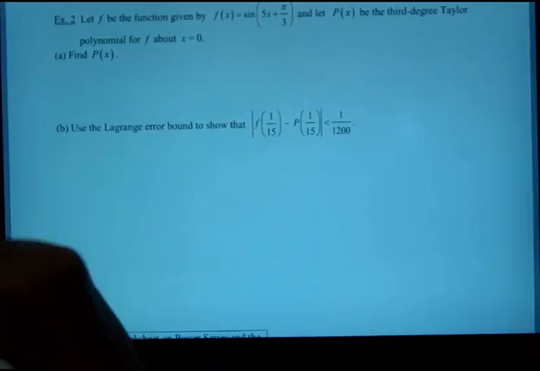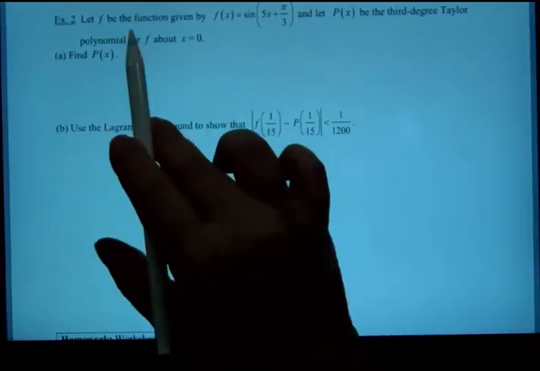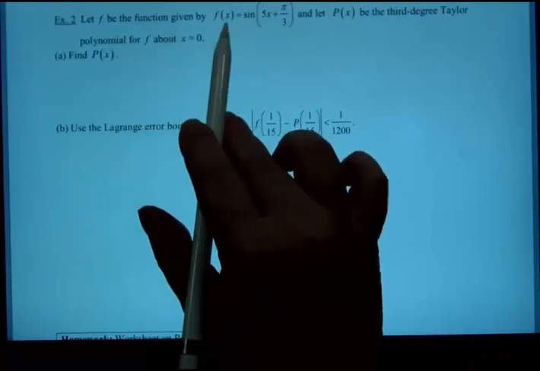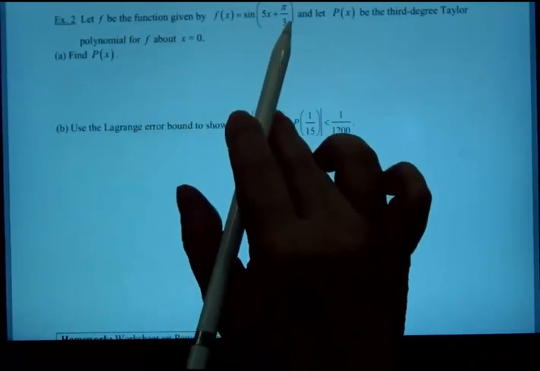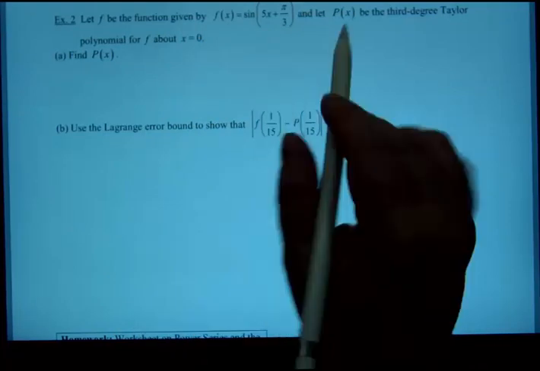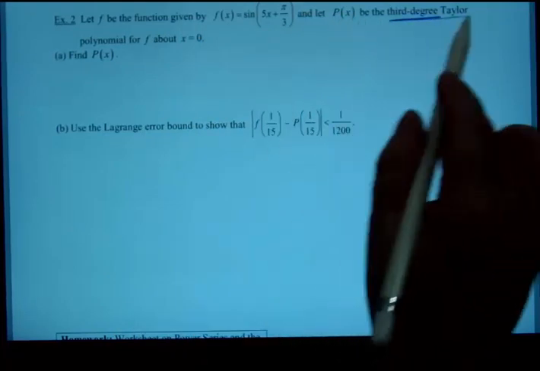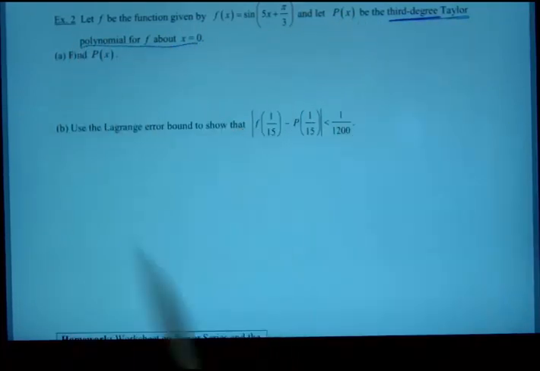All right. Here we go. Let f be the function given by f of x equals sine of 5x plus pi over 3. Let p of x be the third degree Taylor polynomial about 0. Okay. Find p of x. That means build the polynomial. Can you do that? That's part A from the previous problem. But let's take the derivatives together and make sure we get them right.